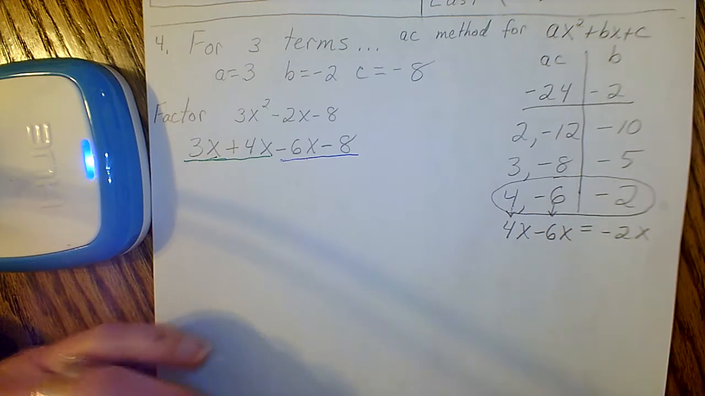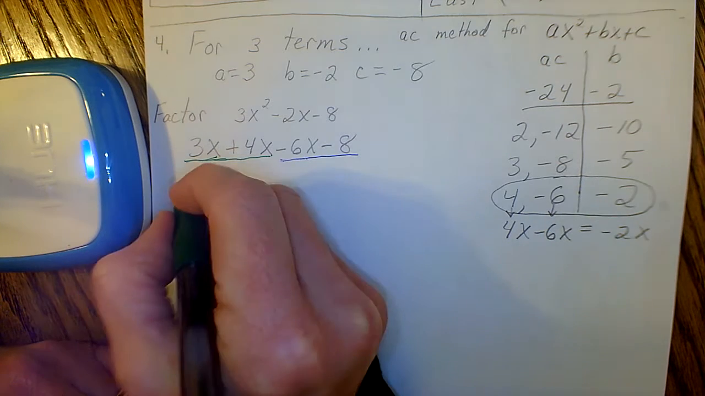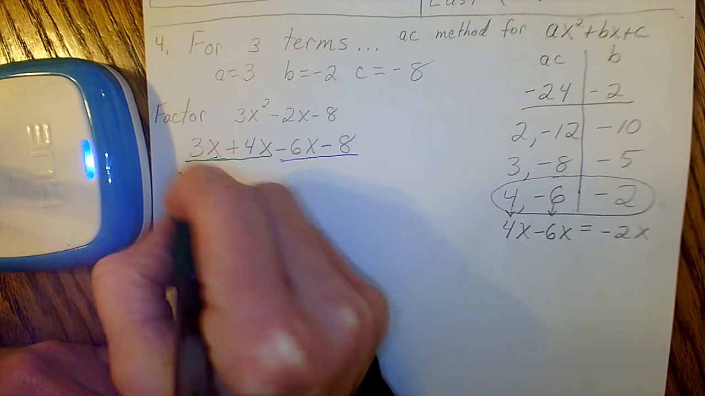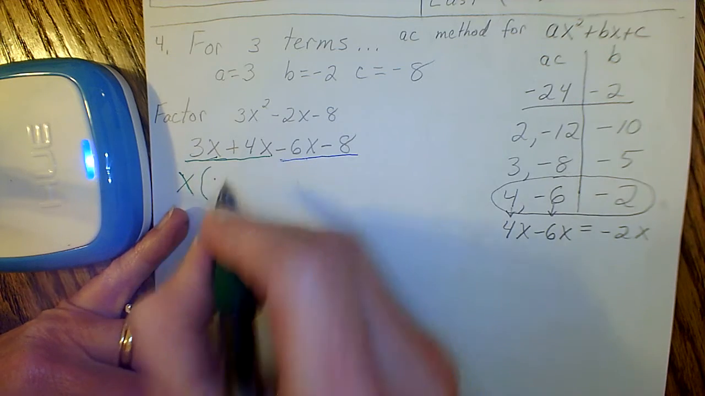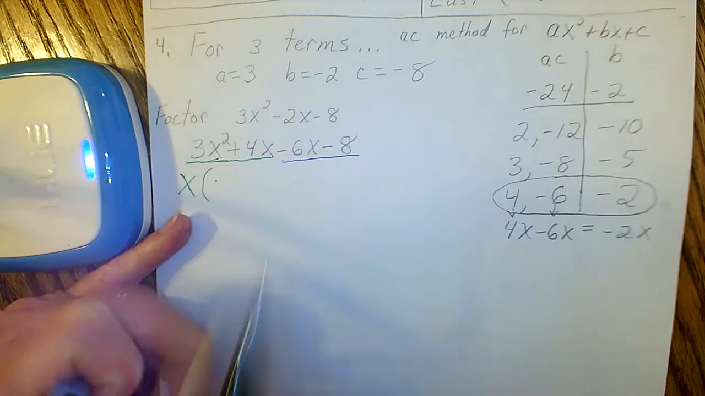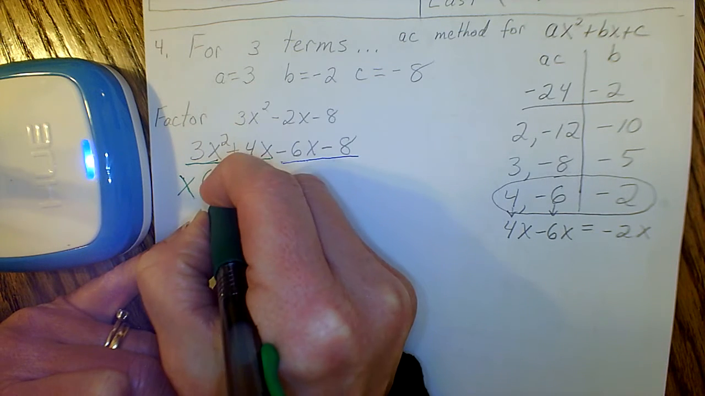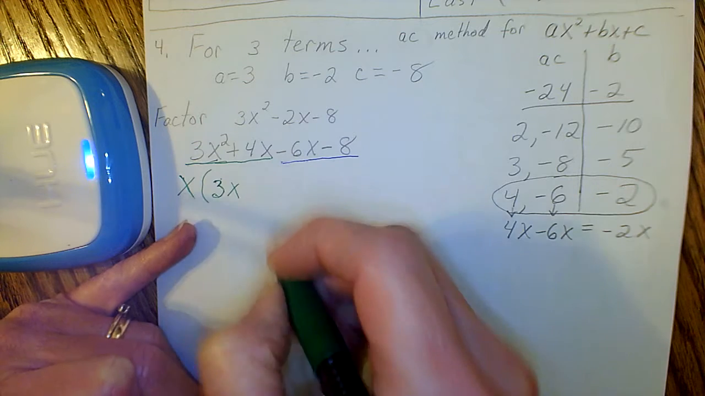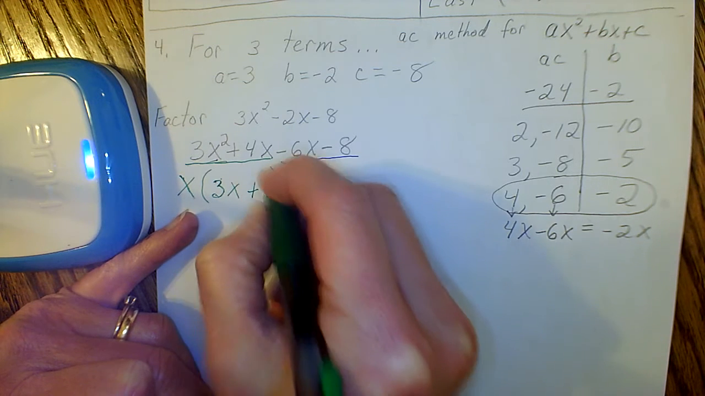Alright, so we're going to factor out of this first group an x. So it'll be x times what is going to give me 3x squared. Oops, this should be a square on here. It's pretty important to write it right. 3x squared. So this would be a 3x. X times 3x gives me 3x squared. Then x times what gives me 4x? Well, that'll be a plus 4.